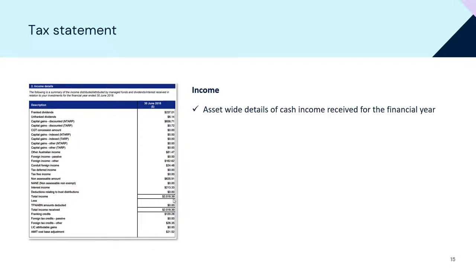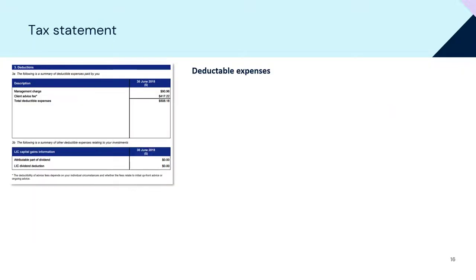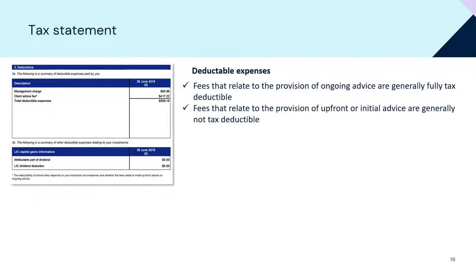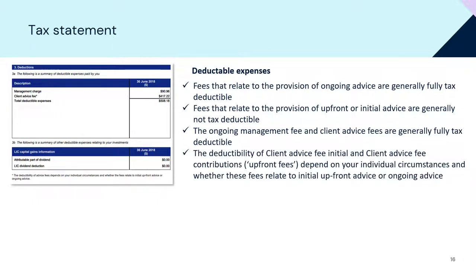For section number 2, Income Details, asset-wide details of cash income received for the financial year are listed. In Section 3, the deductible expenses, fees that relate to the provision of ongoing advice are generally fully tax deductible. Fees that relate to the provision of upfront or initial advice are generally not tax deductible. The ongoing management fee and client advice fees are generally fully tax deductible. The deductibility of client advice fee initial and client advice fee contributions or upfront fees depend on your individual circumstances and whether these fees relate to initial upfront advice or ongoing advice.